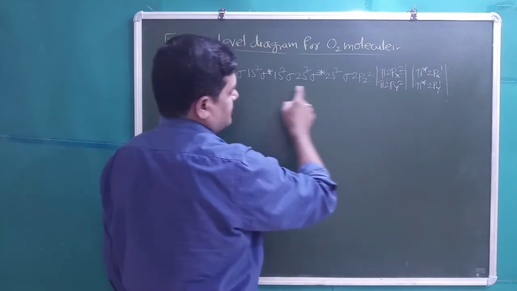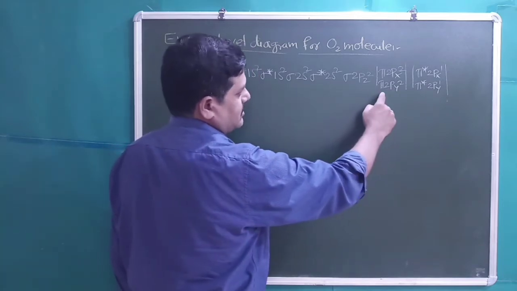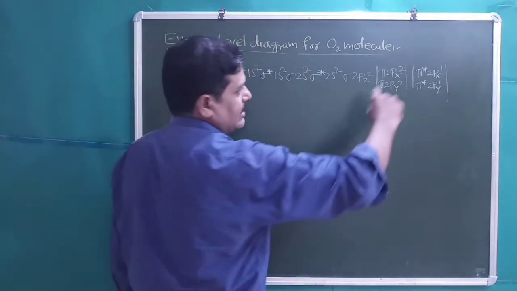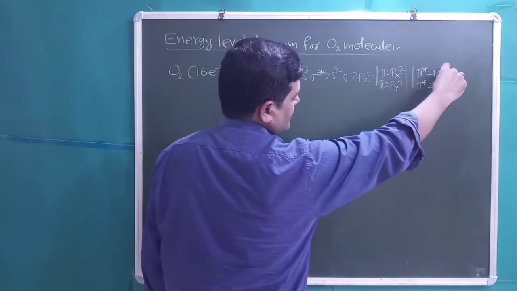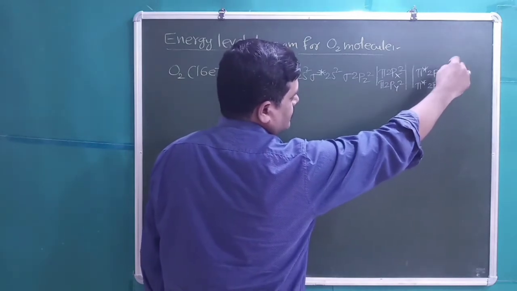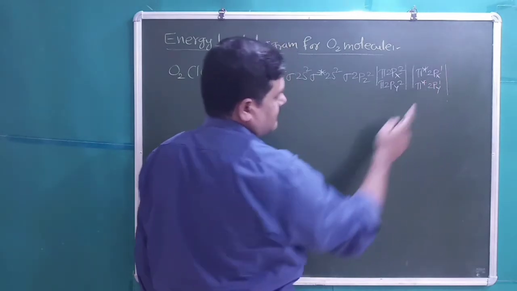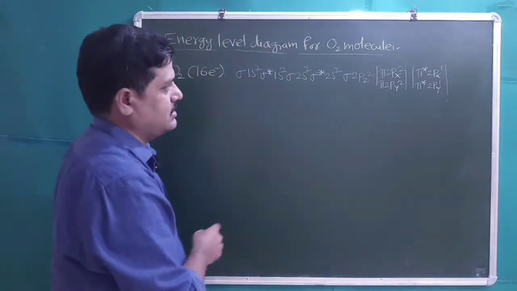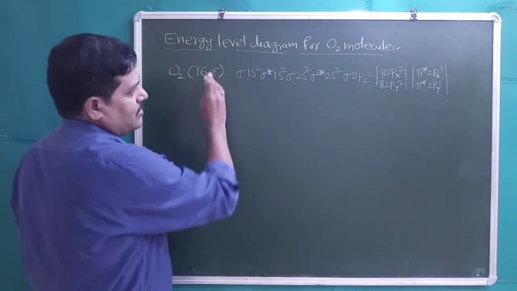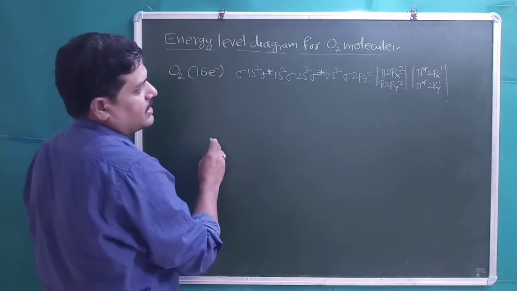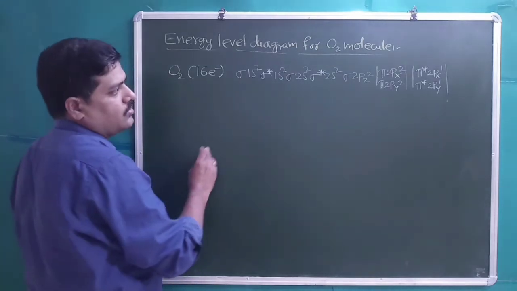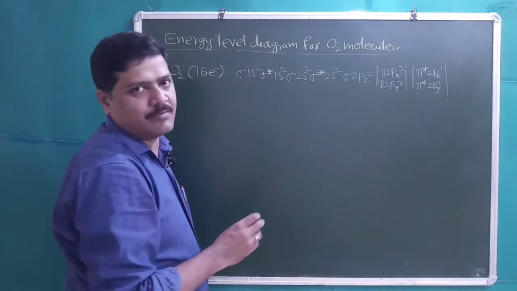Okay, up to this, 14 electrons are present. 2 more electrons are there. While filling the 2 electrons in the degenerated orbitals, we need to fill 1 electron in each orbital like that. And for a more than 14 electron system, it is assumed that there is no 2s 2pz intermixing.